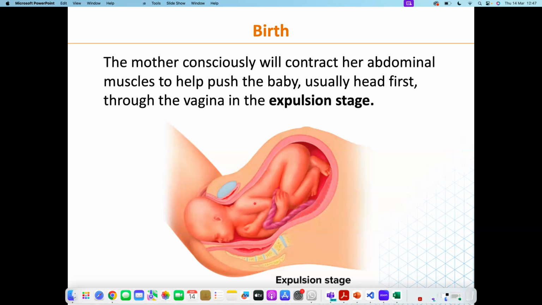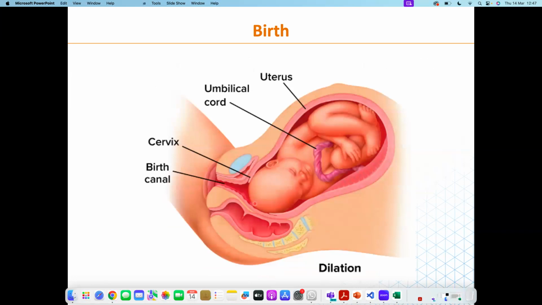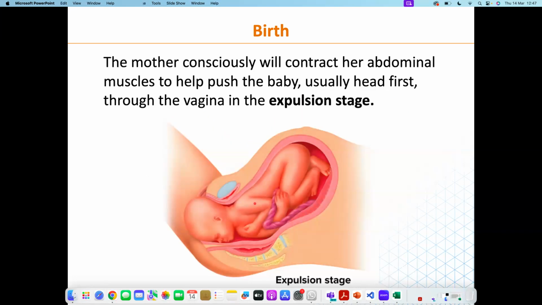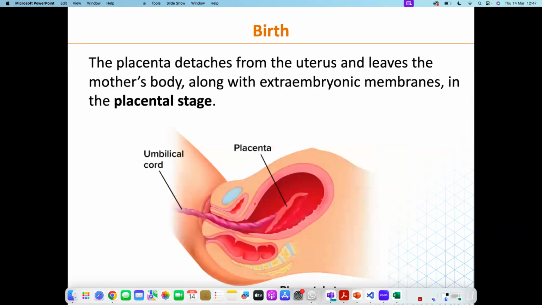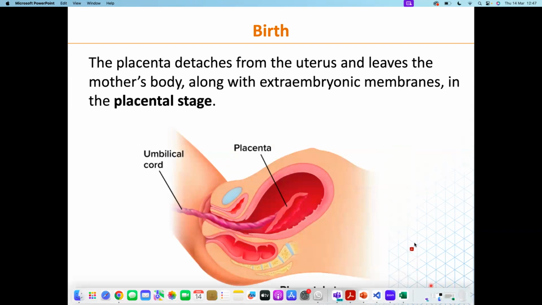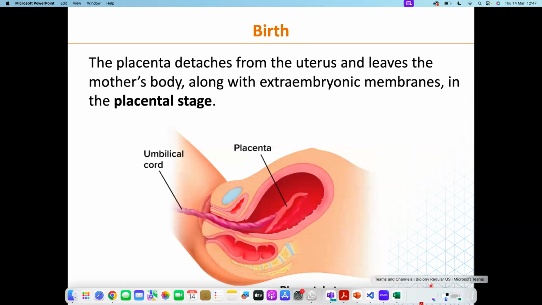So this is called the expulsion stage. This is stage 2. Stage 1 was the contraction or dilation stage, and stage 2 is the expulsion stage. And what is stage 3 called? Placental delivery. Thank you very much. So, the placenta stage.